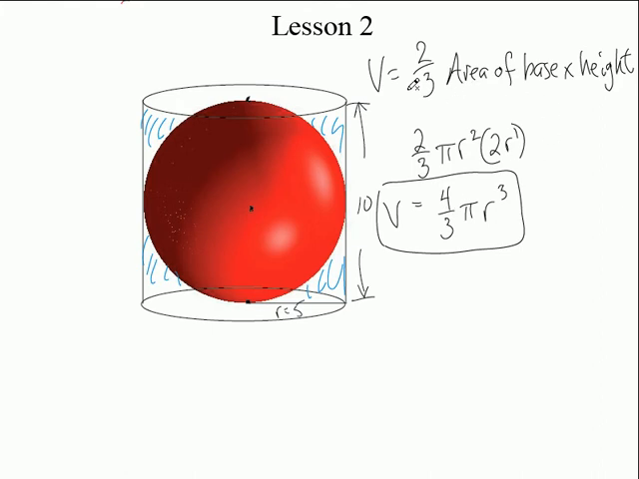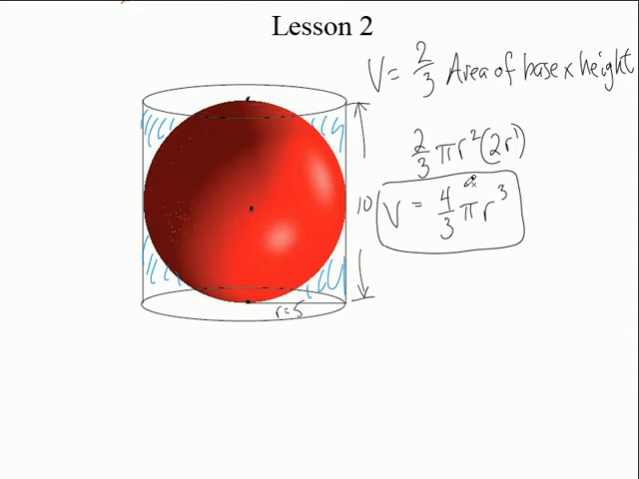But I like to show where it came from. This is where it came from right here, because the volume is 2/3 of the cylinder. The cylinder is the area of the base times the height. The base is a circle, pi r squared. The height is twice the radius. Take 2/3 of it, because that's the sphere. You multiply it all together, and you get that nice little pretty equation right there. Okay, 4/3 pi r cubed.